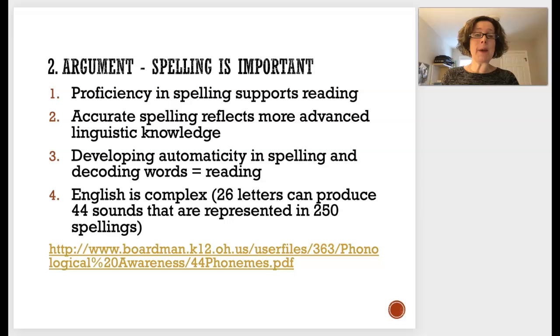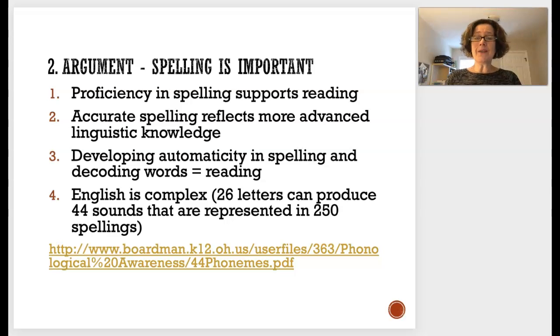Number 2, accurate spelling reflects more advanced linguistic knowledge. So if you think spelling is important, you would actually say, yeah, you know what? It actually does reflect more advanced linguistic knowledge, because you can differentiate between OU and AU and ER and IR and UR. And so it does show more advanced linguistic knowledge.